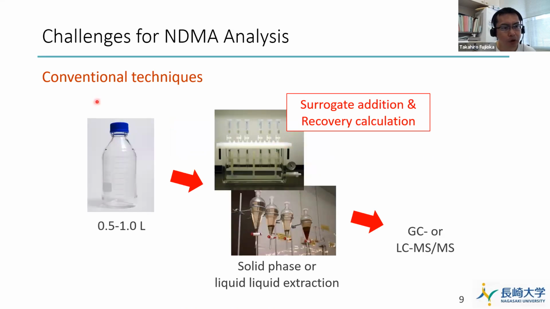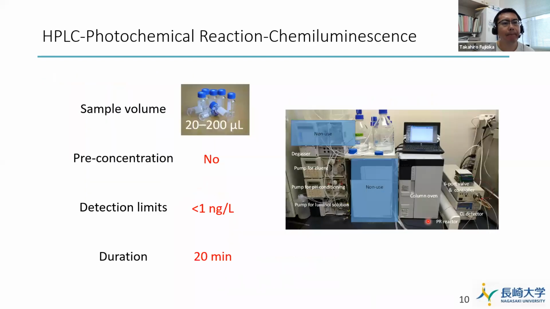The challenge for the conventional techniques is that they're very hard to make online. For example, we pick up the conventional one here. It requires a large amount of volume, and it requires manual work for pre-concentration. We have to add the surrogate as well. The recovery is not always high. And then the sample will go through expensive instruments. So it's not something we can make online very easily.